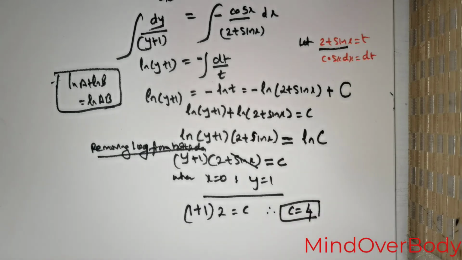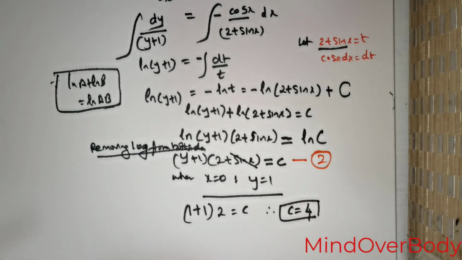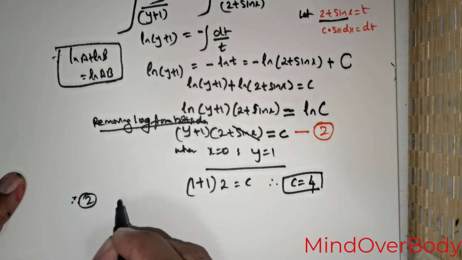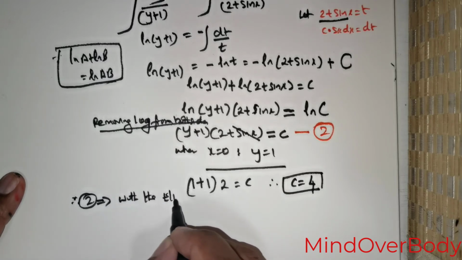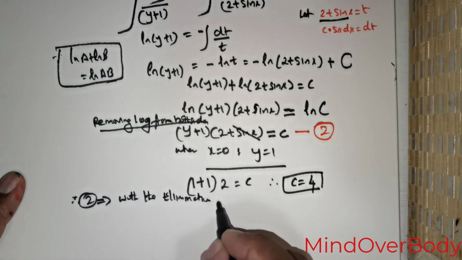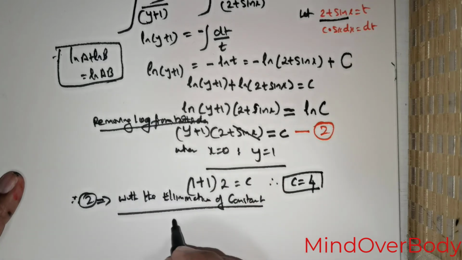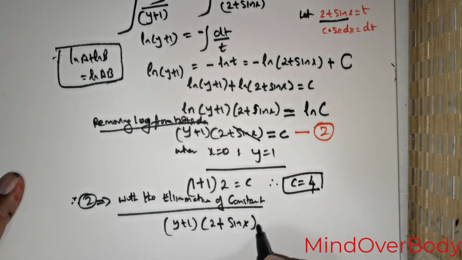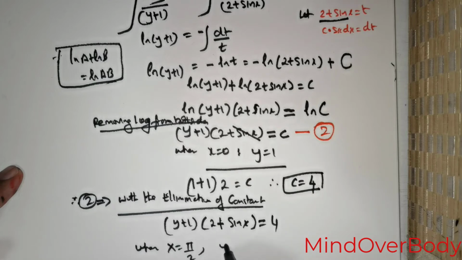Now I can rewrite this with the elimination of the constant. So that is going to be y positive 1 times 2 positive sin x is equal to 4. Now the question is, we are expected to find when x is equal to pi over 2, what is y?